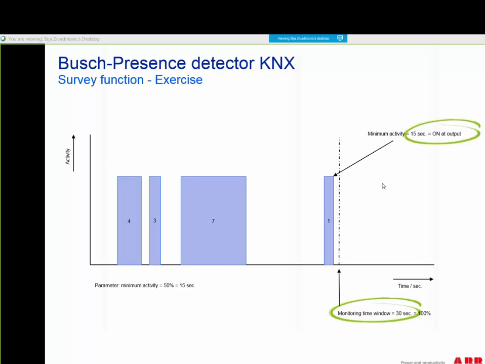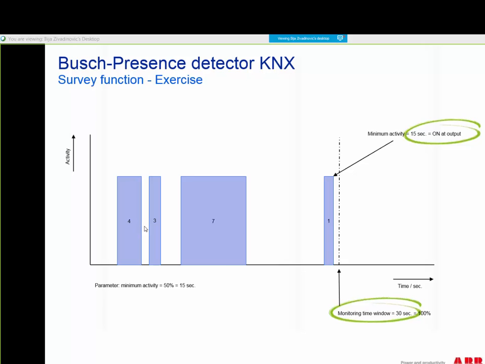This function is more for if you have an included alarm system, for instance, and you want to monitor an area. Just to avoid false alarms, what you can do is open a time window of 30 seconds, and I say within these 30 seconds, minimum activity 50%, 15 seconds, and only then send an on at the output. That means this here indicates the movement. For instance, here 4 seconds, the presence detector will do nothing.